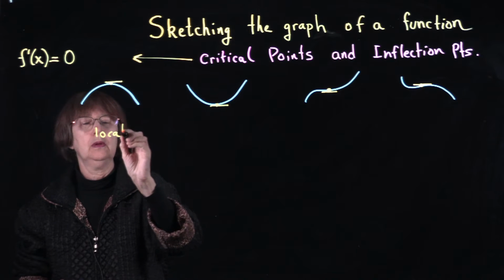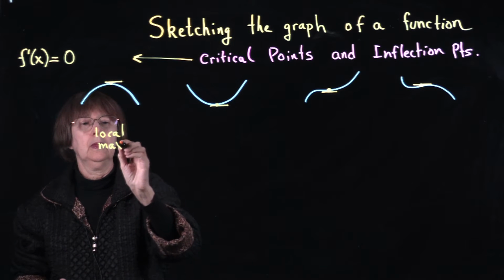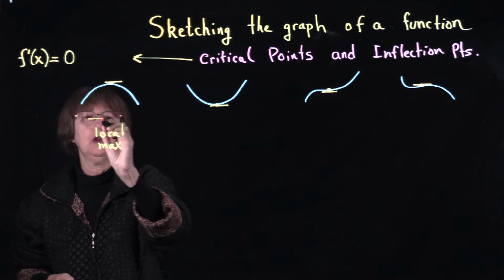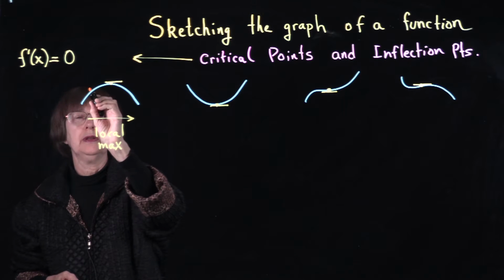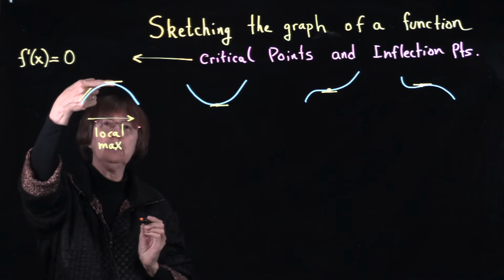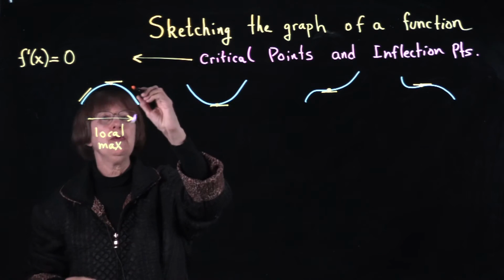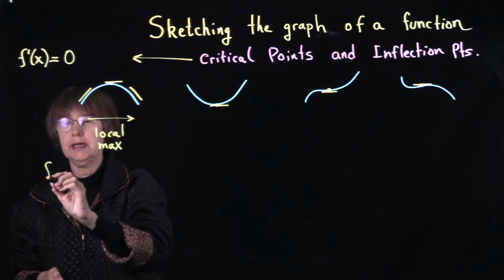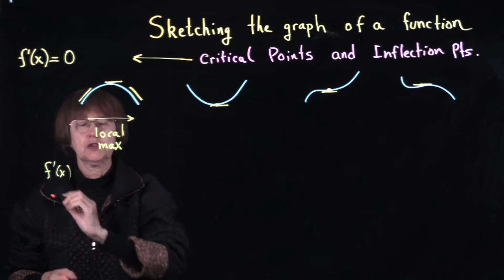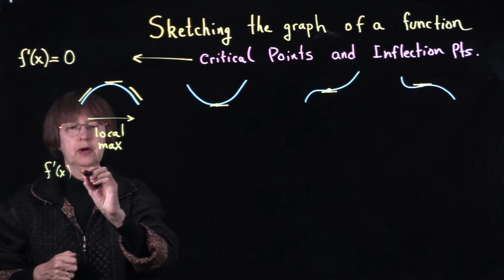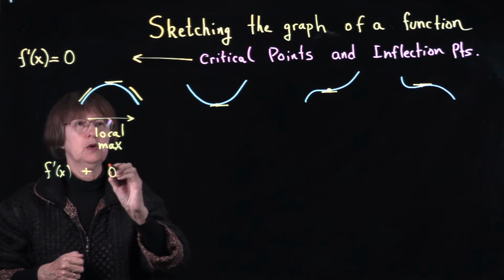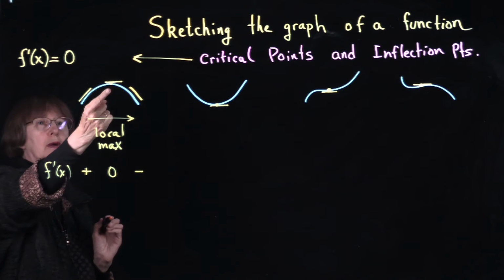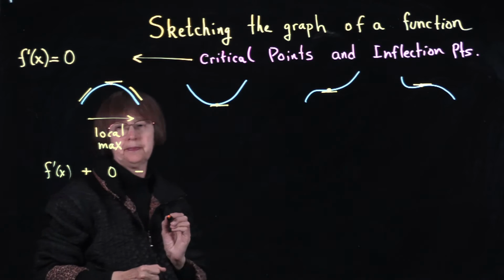This is a local maximum. We can understand that fact by noting that as we move along the positive x direction, first we're going uphill, we reach the top of the hill, and then we're coming back down again. So if we write down the sign of the first derivative, it changes from positive to 0 to negative. And this is an indication that we're coming close to a point of this sort.